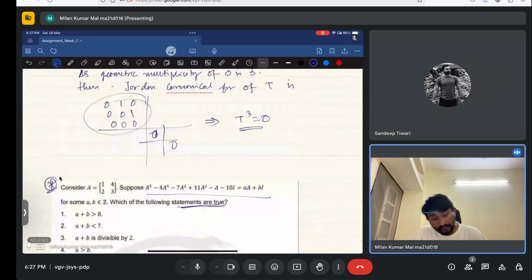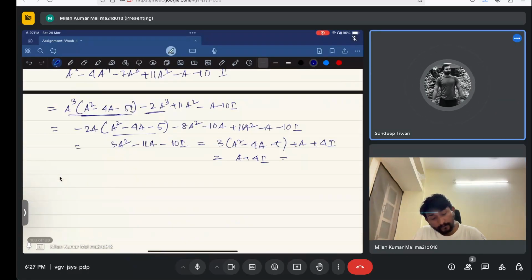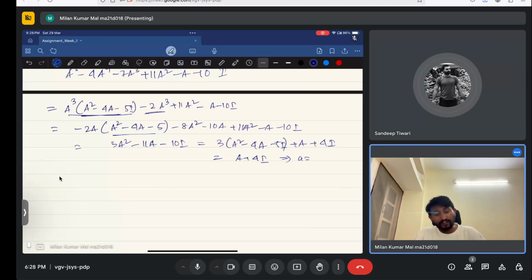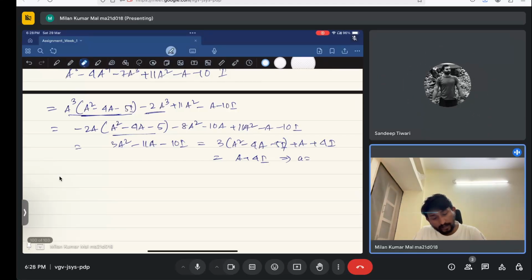I think it was written ai plus bi, but there is 10i. So you should write 5i, sorry. In the last, you have written 4i, it should be 5i, because we need 10i.